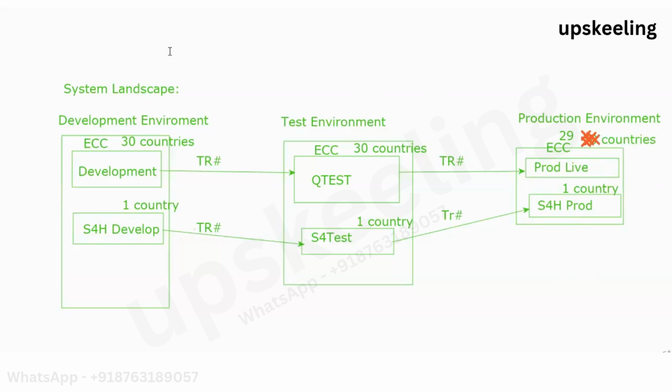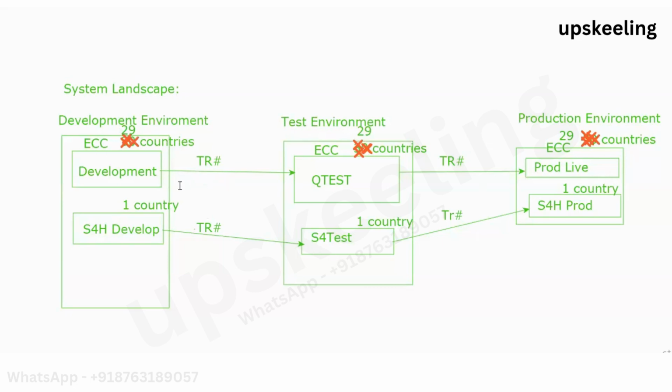And similarly, you will migrate company codes based on requirements. You can't migrate everything at once. Now this 30 will change to 29. Any changes you have to make for the 30th country, you will make in S4 HANA, such as any new update in tax rate. Now changes for only 29 countries are needed in ECC.